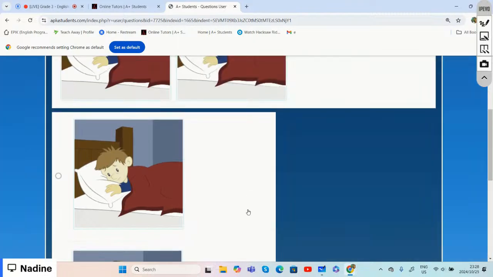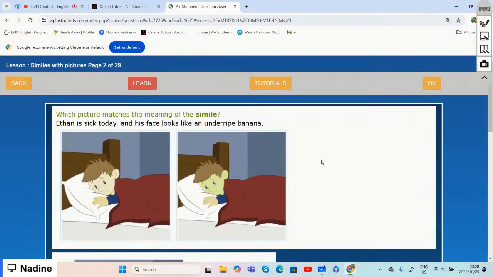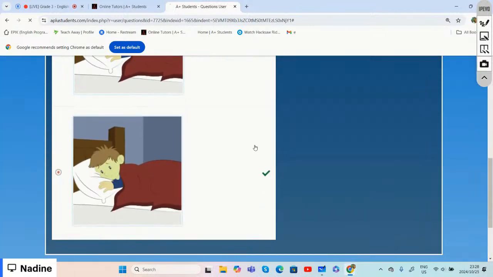And if we were to choose the picture that matches the simile that says Ethan looks like an underripe banana, then yes, we will match it with picture two, because he looks very sick. So well done. Option two is correct.